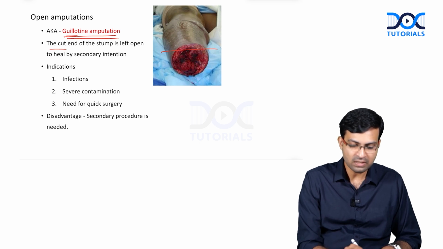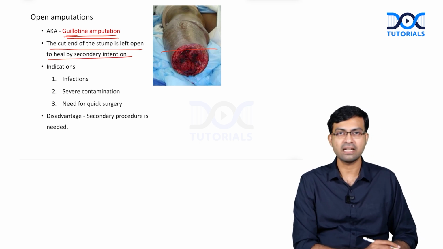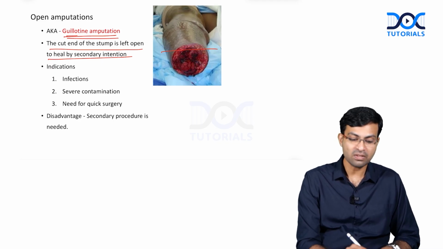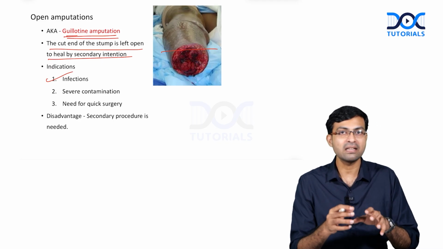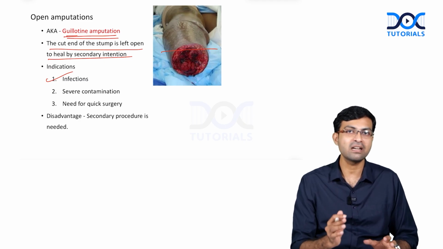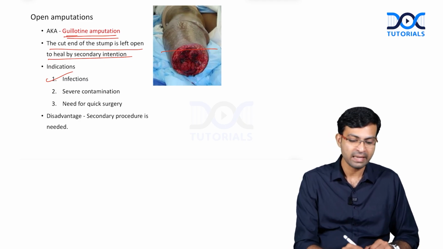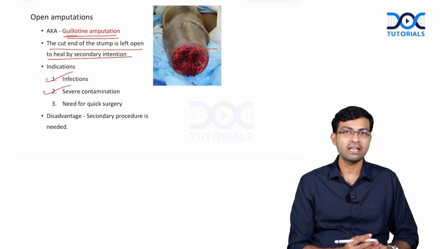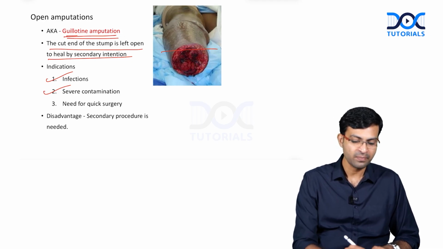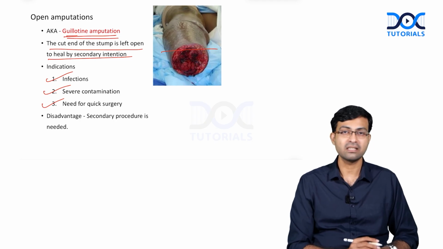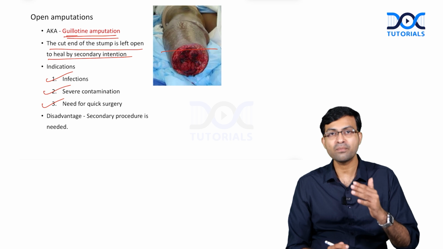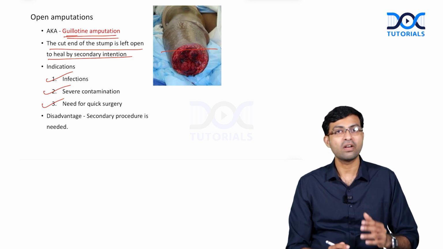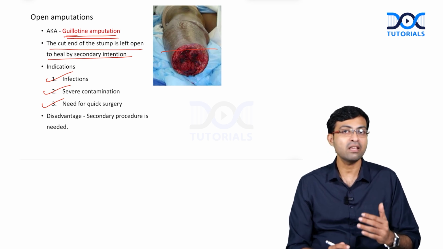Okay, so the cut end of the stump is left open to heal by secondary intention. This is used in severe infections where, if you close the stump, there is a risk that pus can accumulate inside and there could be reinfection. So in that condition, we keep the limb open. Then in severe contamination, again there is a risk of infection if you close the wound. Again, we leave it open at that stage. Then need for quick surgery. There are certain conditions where the disease will be progressing very fast, and if you don't amputate the limb as early as possible or as quickly as possible, it can threaten the life of the patient.